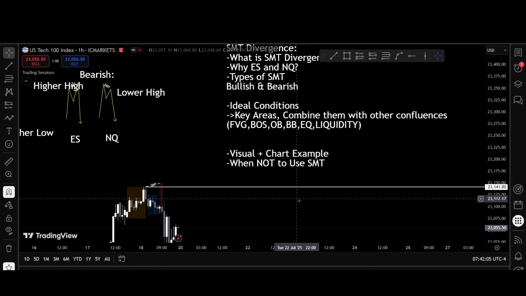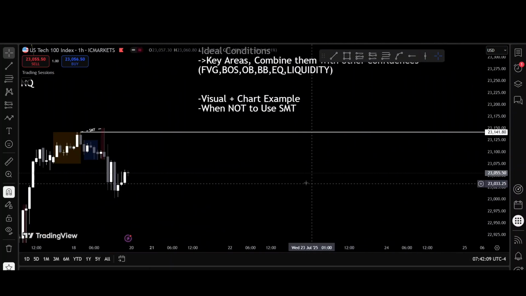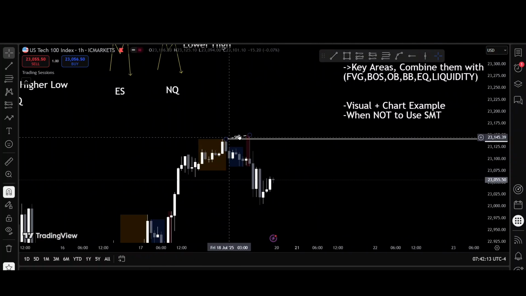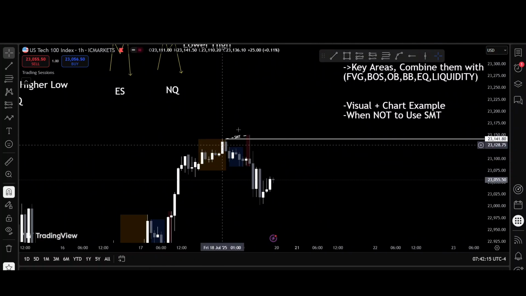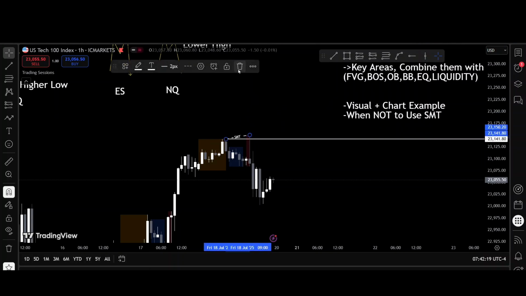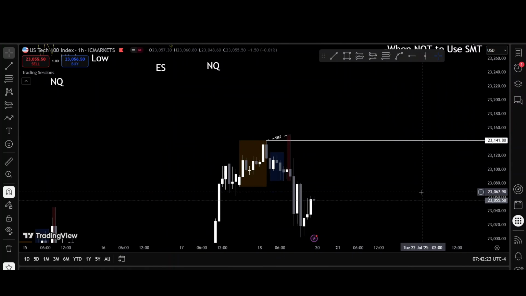When else should you not use an SMT? When both indexes are doing the same thing. If ES makes a higher high and NQ makes a higher high, and you think that's an SMT, you are dumb. And don't enter SMTs prematurely.